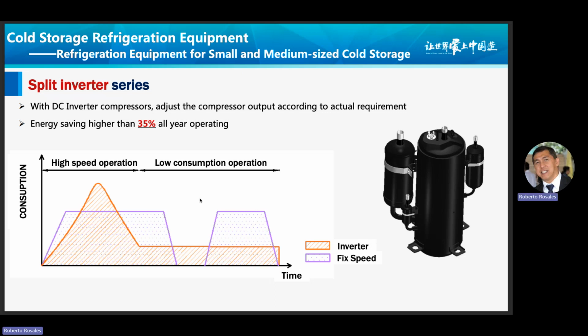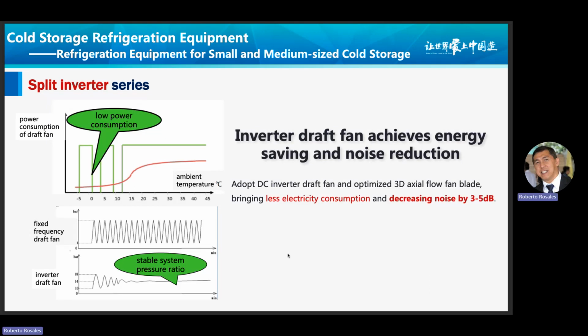As you can see, this is the difference between the inverter and the fixed speed compressor in the graph. Also, the split inverter series has low power consumption because the inverter draft fan achieves energy savings and noise reduction. It adapts a DC inverter draft fan and optimizes the axial flow fan, bringing less electricity consumption and decreasing noise by 3 to 5 decibels.